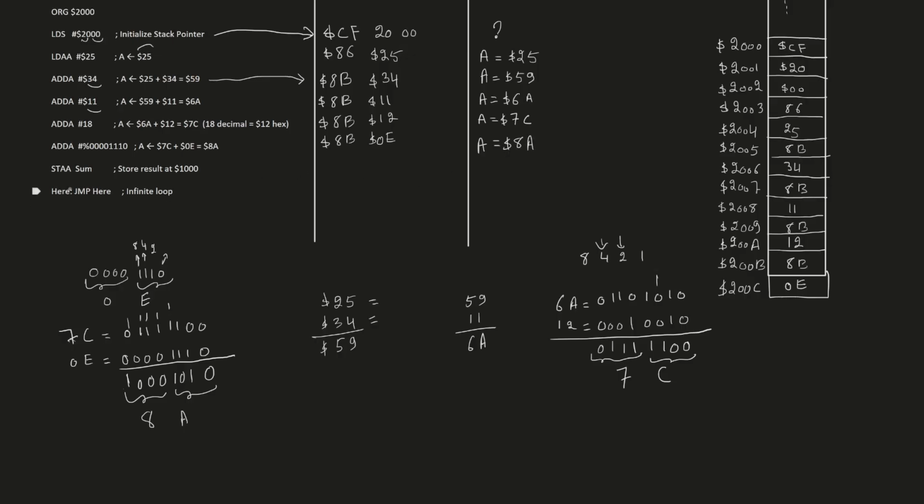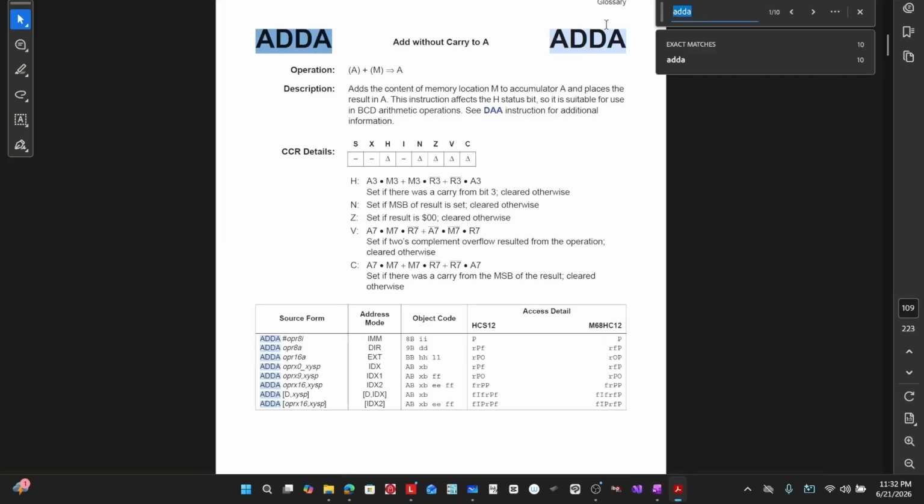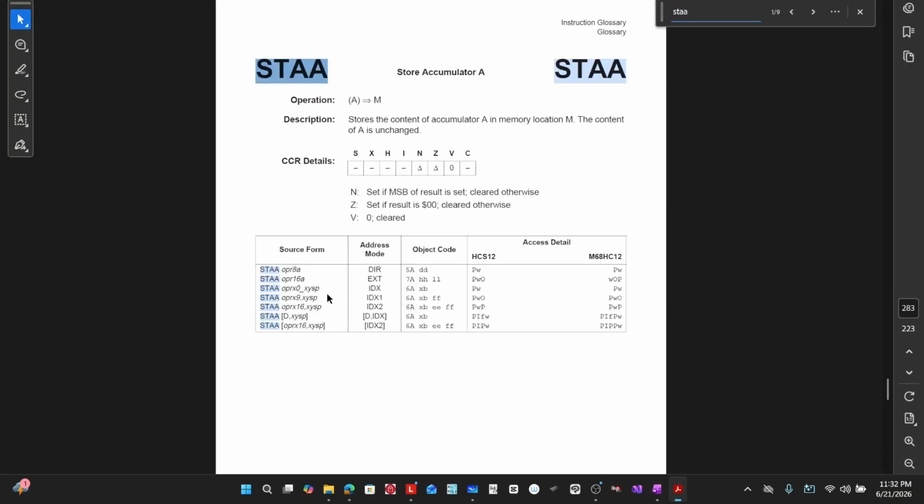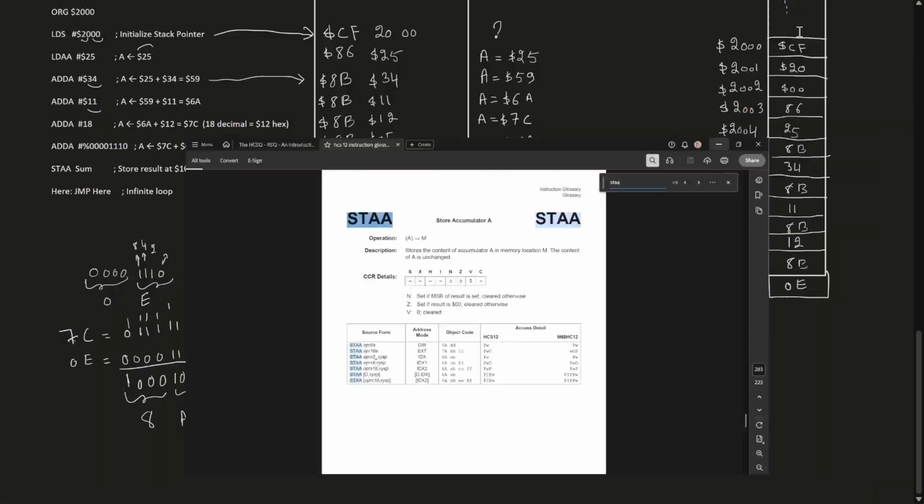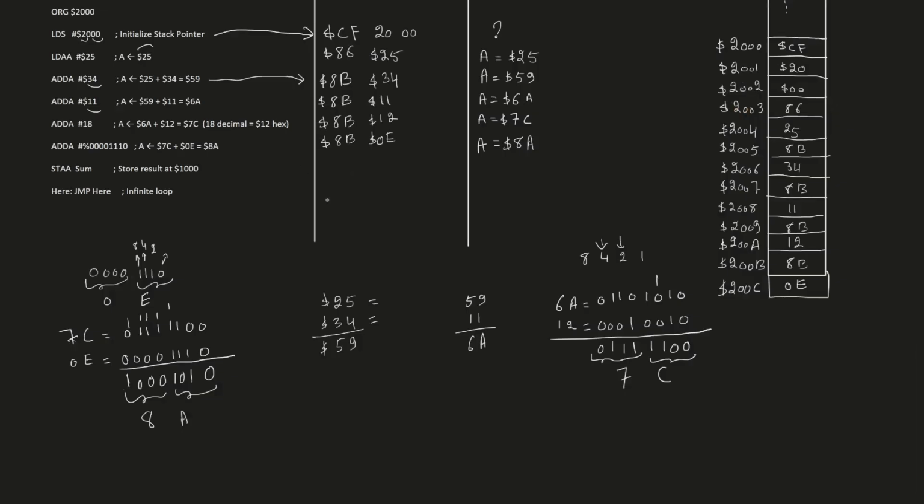And now let's find the machine code for STAA from our instruction glossary. So STAA, this is extended addressing mode because it's going to get stored at memory address 1000, which is a size of 16. So in extended, we have 7A HHLL. So the machine code will be 7A. And then for those letters, we're going to get 1000. So it'll be 7A 1000.